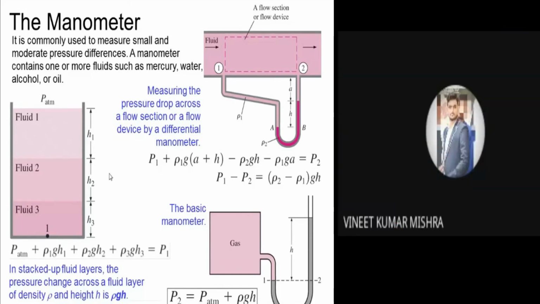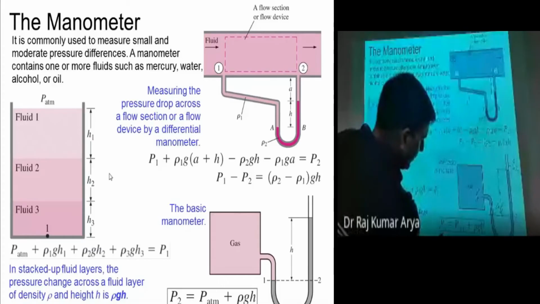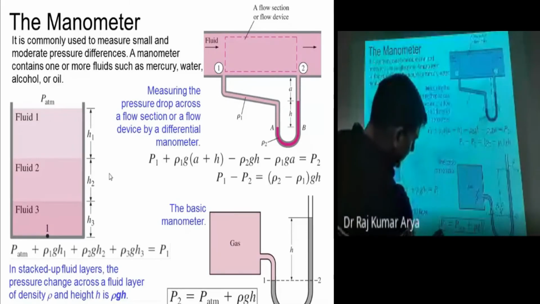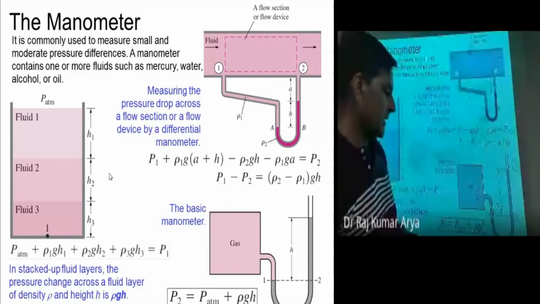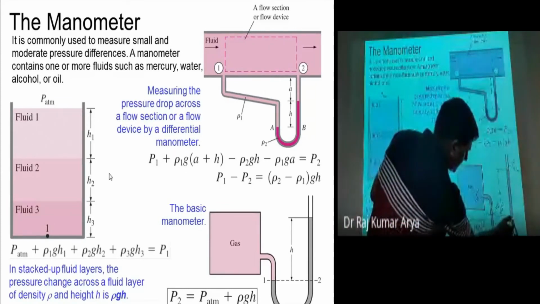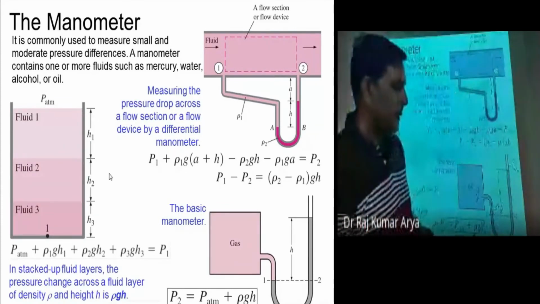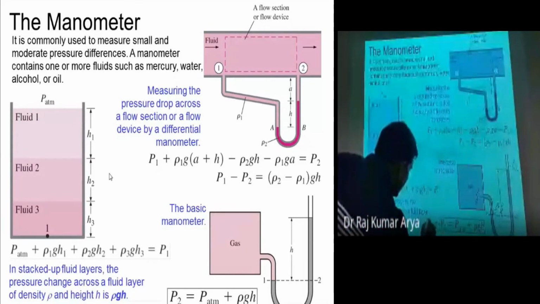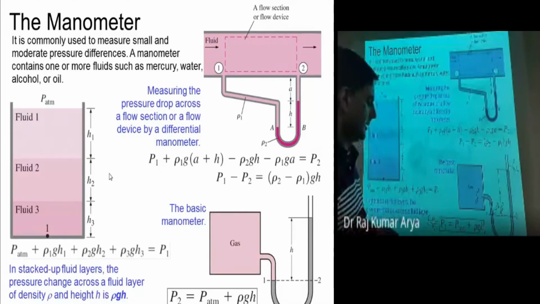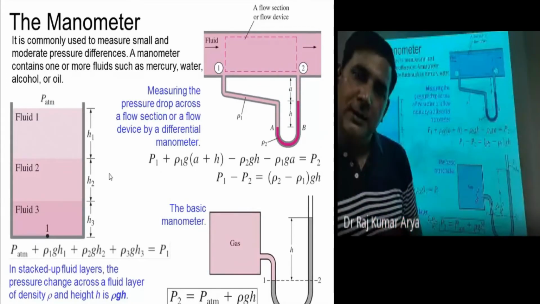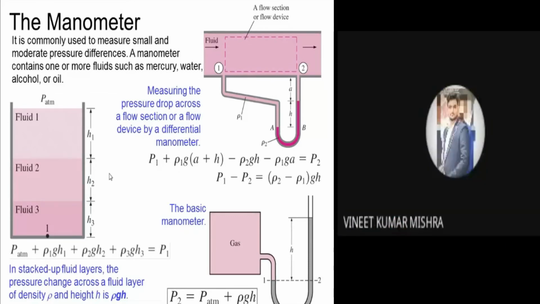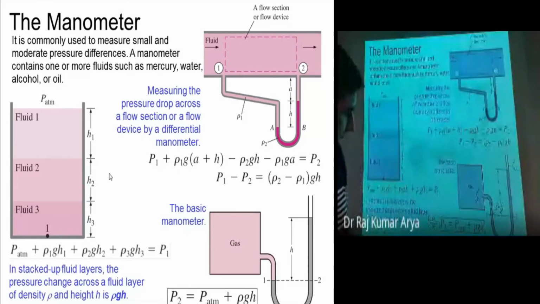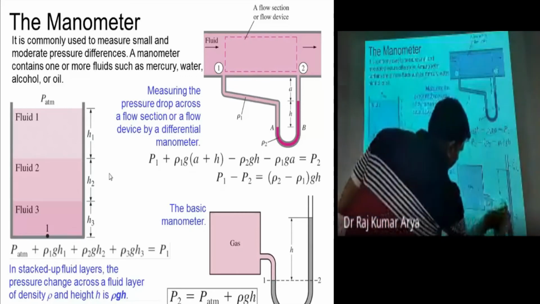So you write for this point, P2 equals P atmosphere plus rho g h. P2 is this pressure, which is the same as P1. So P2 equals P1 equals Pg. Okay? That's fine? Yes, sir. This is how you will calculate for this.